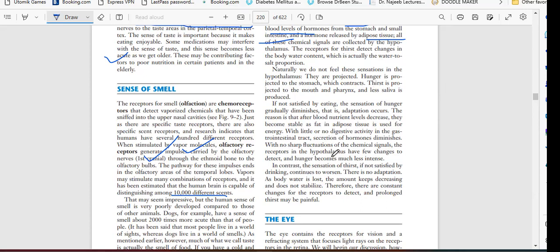In contrast, if the sensation of thirst is not satisfied by drinking, it continues to worsen. There is no adaptation. As body water is lost, the amount keeps decreasing and does not stabilize. Therefore, there are constant changes for the receptors to detect, and prolonged thirst may be painful.